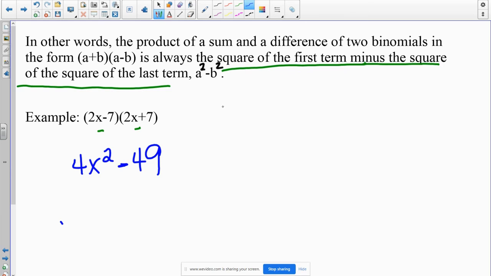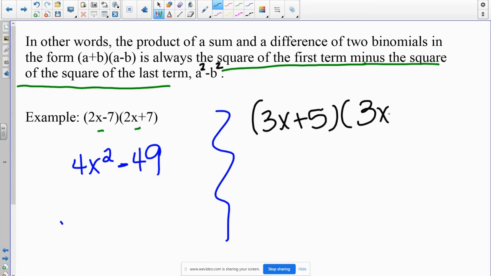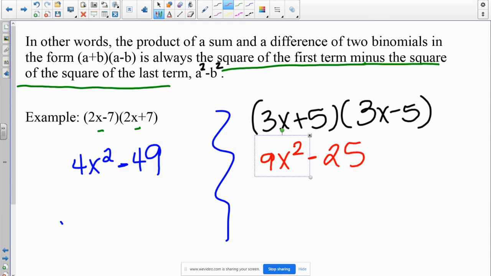If we just want to throw one more up there, we can have 3x plus 5 times 3x minus 5. So again, if you recognize them, they have to be one positive, one negative. You're going to take the first term and square it. In other words, 3x times 3x is 9x squared, and you go minus because it's a difference, and then 5 times 5 is 25. So to me, that saves a lot of time.